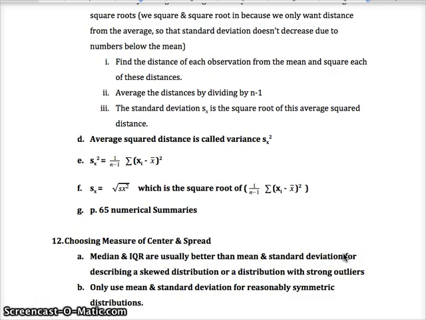Median and IQR usually give a better interpretation than mean and standard deviation for a skewed distribution or anything with outliers, especially strong outliers. But mean and standard deviation are going to be incredibly important moving forward, so you also need to know how to calculate them. We'll be using them a lot. In fact, even more so than the IQR and median.